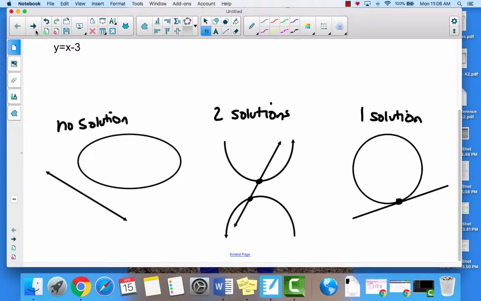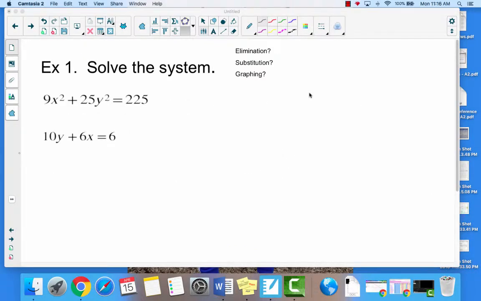All right, so let's jump into an example, and then I'll give you one to try on your own, and then we'll get into part 2 of today's video. In our example that we're going to go through together, we've got two equations here. We've got 9x squared plus 25y squared equals 225, and we've got 10y plus 6x equals 6.